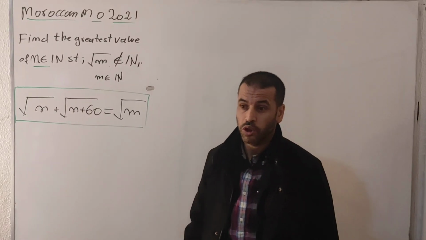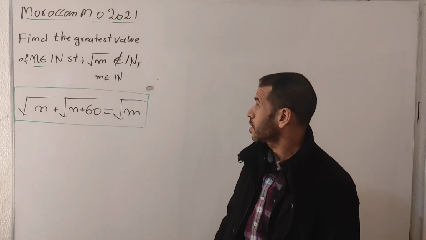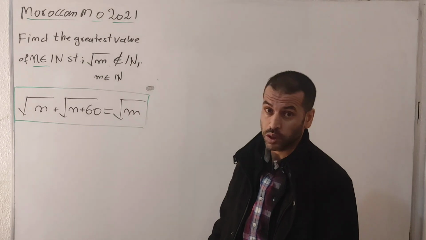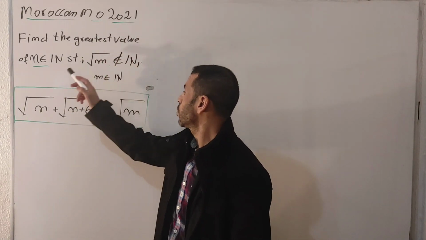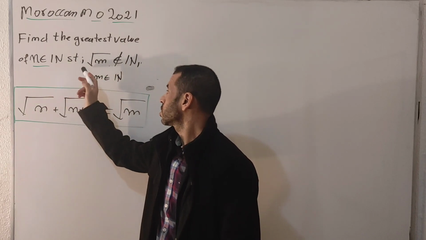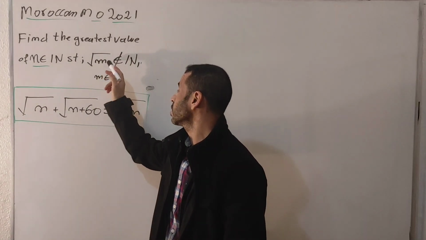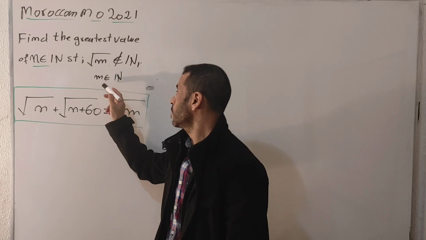In today's video, I would like to introduce you a very nice problem of the Moroccan Mathematical Olympiad, edition 2021. Here is the following information. Find the greatest value of n as a natural number such that the square root of m is not a natural number. Okay, but m is a natural number.